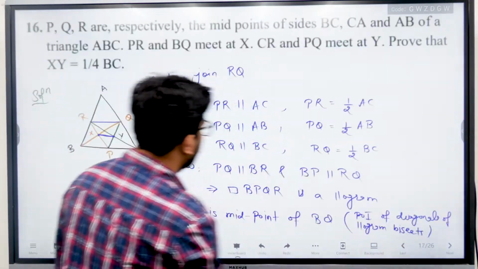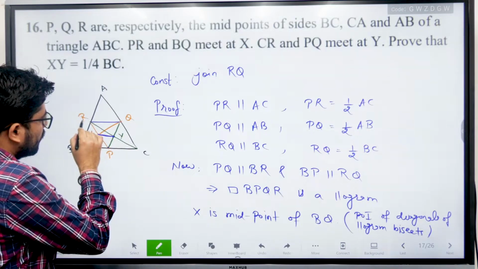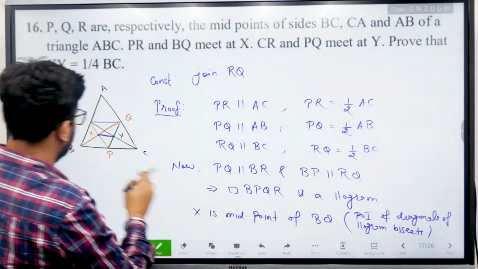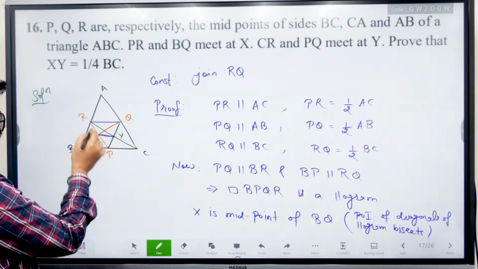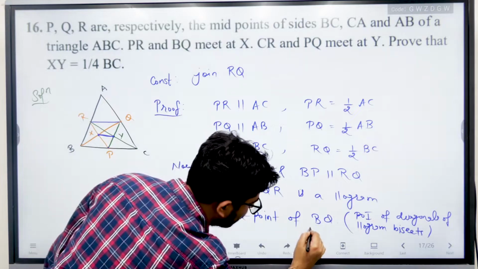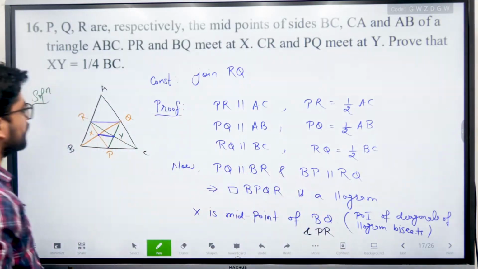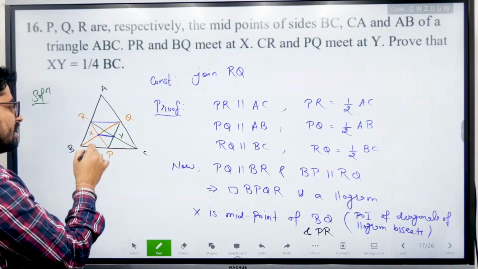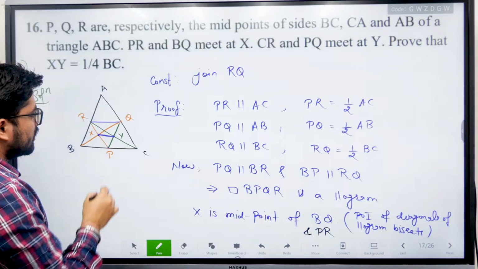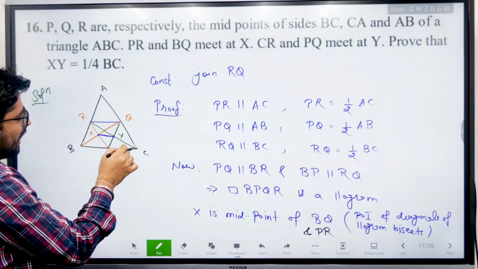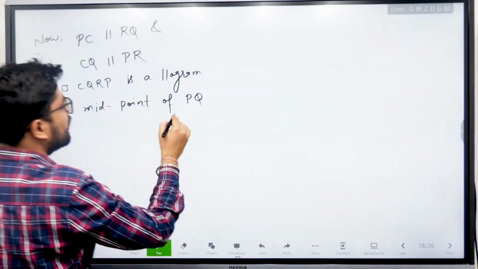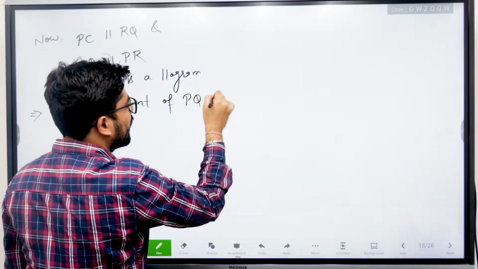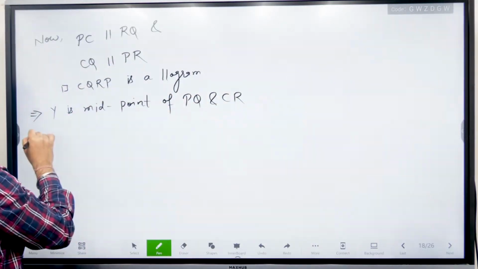Okay, now observe this triangle PRQ. X is the midpoint of PR. Yes. X is obviously the midpoint of BQ and PR also. Got it? Because again, X is the point of intersection of diagonals. So X is the midpoint of PR. Similarly, Y is the midpoint of PQ and CR, you can say.